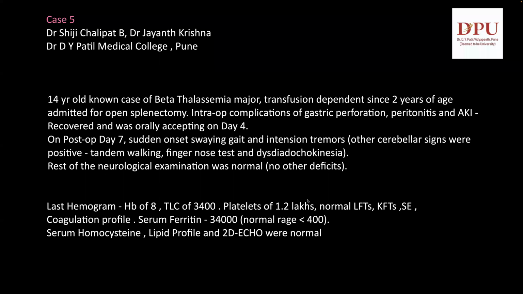With this in the background, the hemoglobin after the surgery was around 8. He had an intraoperative hemorrhage, and TLC was 3,400, platelets 1.2, and the rest of the function tests were normal. The coagulation screen was also normal. We had a basic workup for stroke done, lipid profile, 2D echo and homocysteine were normal. This child had a serum ferritin fairly high for the last few years. It was poorly controlled, the iron chelation was not going on correctly. So we thought we should get an MRI with an MR angio.